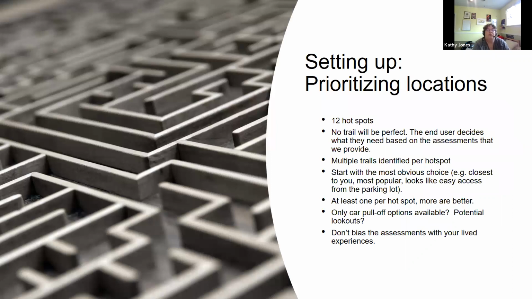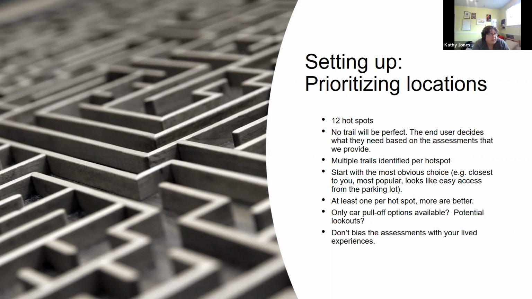So we have these 12 hotspots that we've chosen for priority locations. And we know there's trails on them. We've got that already and they're on the maps. And we know that no trail will be perfect, but our goal, as we were discussing with Christy earlier, is to provide the data so that the end user can decide if they want to try that trail or not. And most hotspots, I think all hotspots, have multiple trails identified.